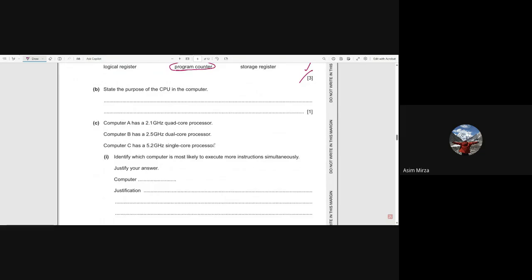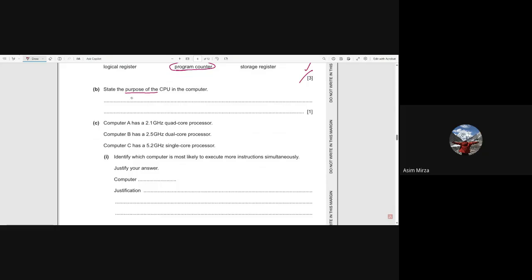So now these are the questions which give you free marks, right? That is very simple. I believe everybody knows about what these cores are. What is the difference between a quad core computer and a dual core, right? And the generation as well. In part B, it asks you to state the purpose. What is the purpose of the CPU in the computer?